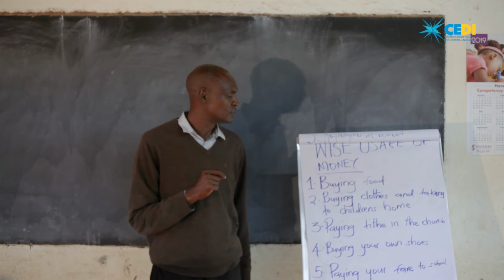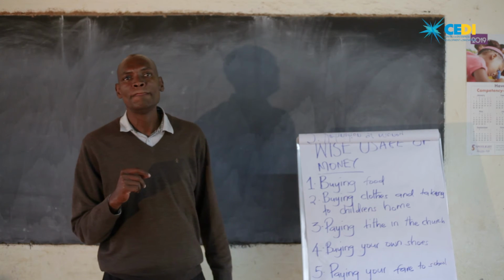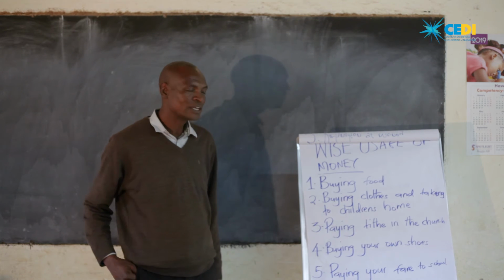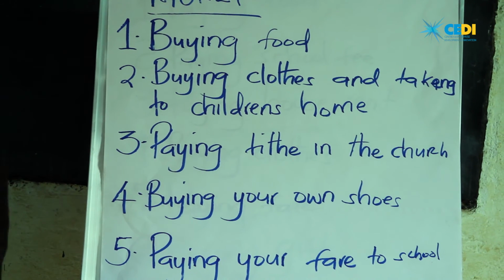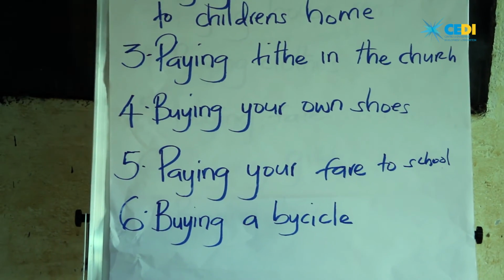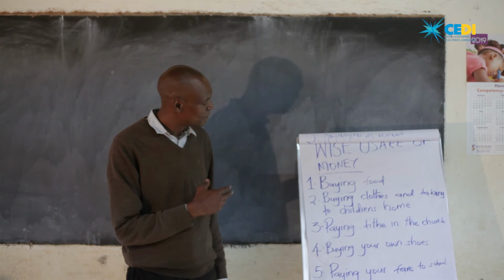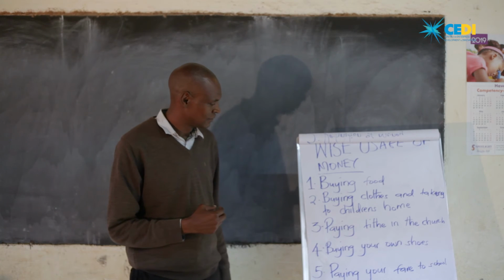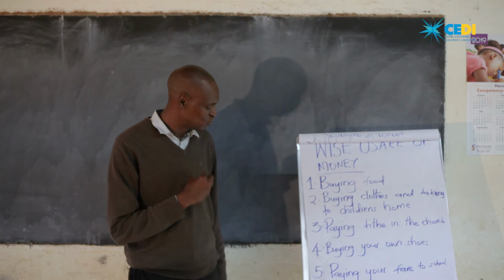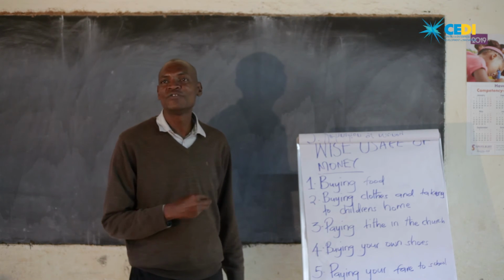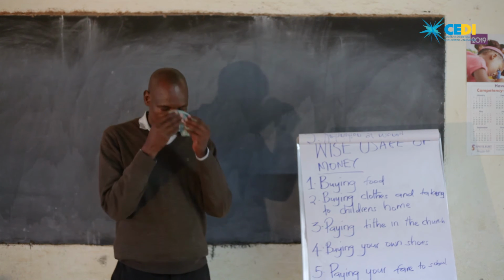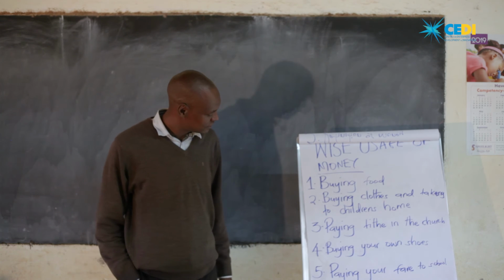We have already mentioned how money can be used, and maybe just to remind you a little, you can use your money to buy food, you can buy clothes and take to a children's home, you can pay tithe in the church, you can buy your own shoes, you can pay your own fare to school, even tuition. And you can even buy your bicycle in case the amount of money you get is a little bit high.